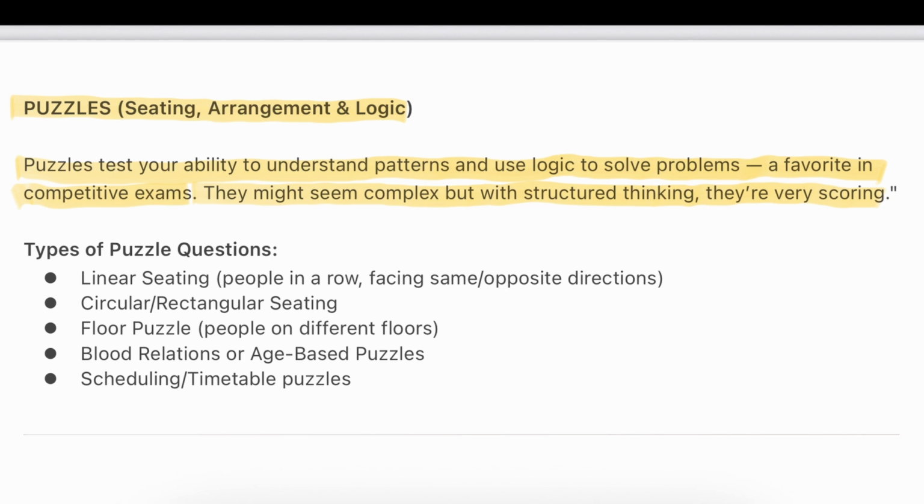To be fast and easy, you need to practice a lot. The more questions you practice, the easier and faster it will get. Okay, the types of puzzle.